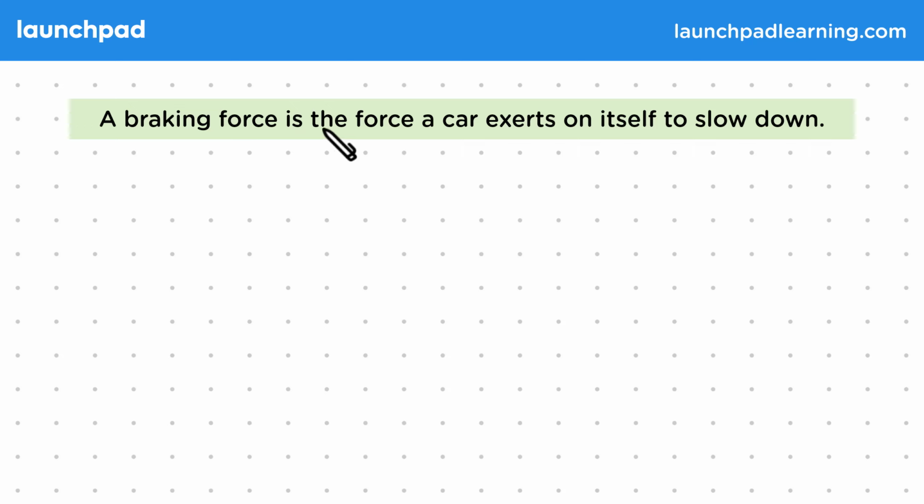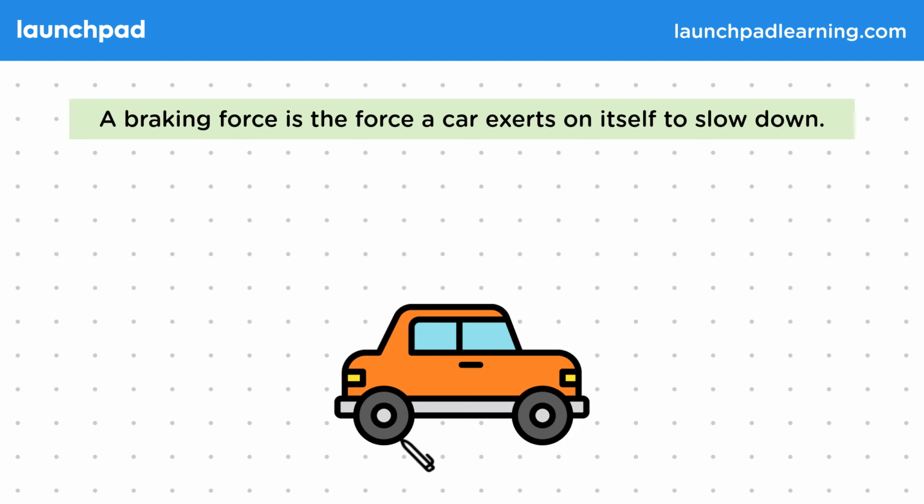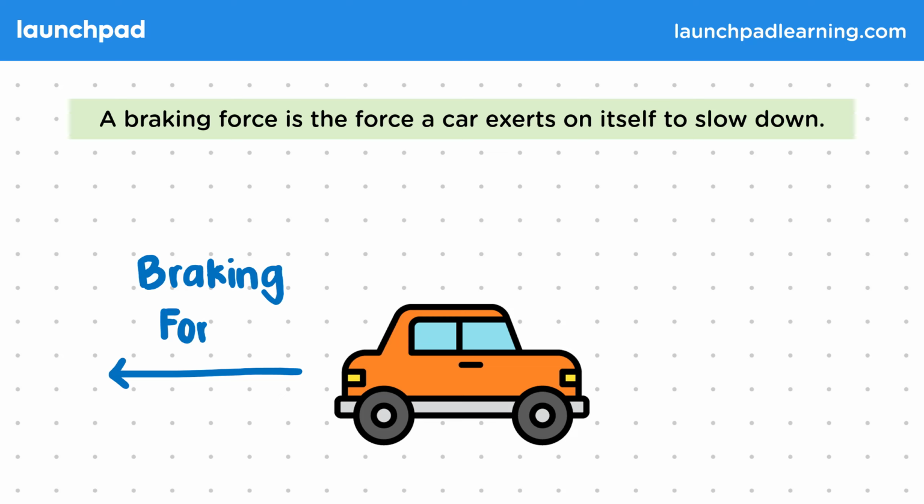A braking force is the force a car exerts on itself to slow down. In a car moving forward, like this one, when we apply the brakes, we create friction with the tyres. This causes them to stop spinning and create more friction with the road. To make things simpler, we can just refer to this process as applying a braking force, which is directed opposite to the car's motion. But why does this make the car slow down?